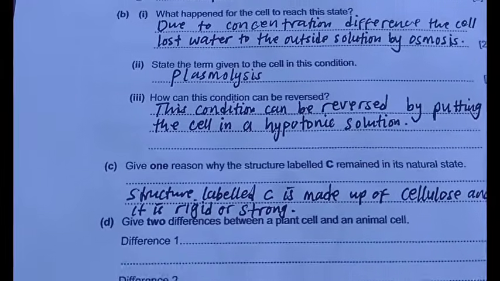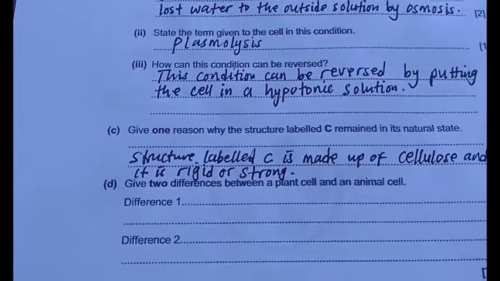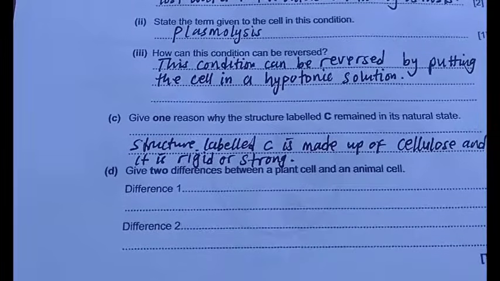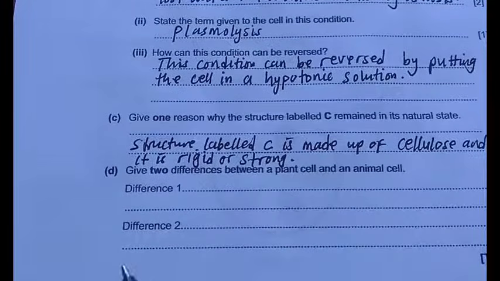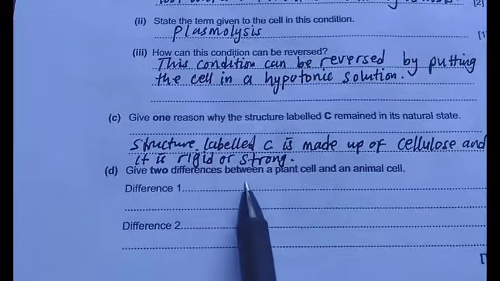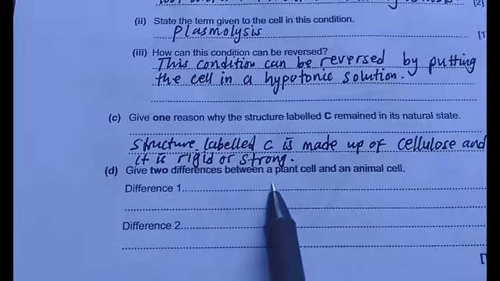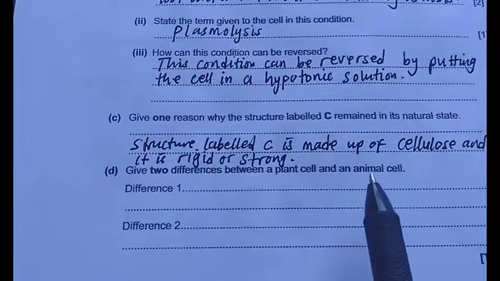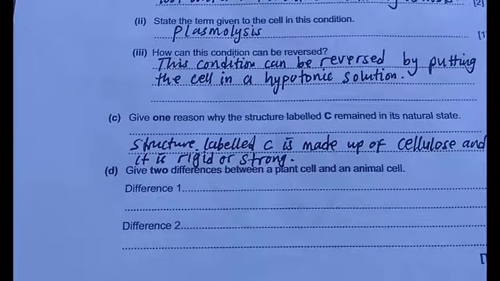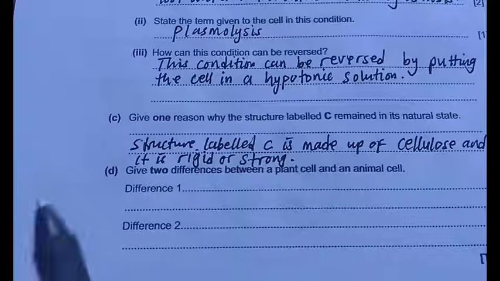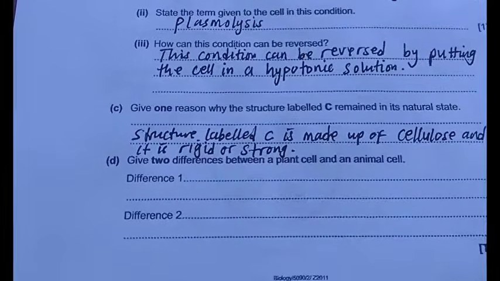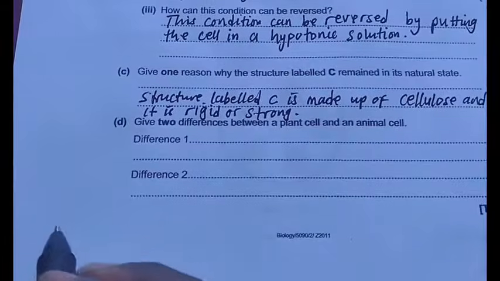So we come to our last part right here, which is question D. I believe this is a simple question. Give two differences between a plant cell and an animal cell. So let me talk about these solutions before we answer this question. I know you know these. Here you must know these three solutions.